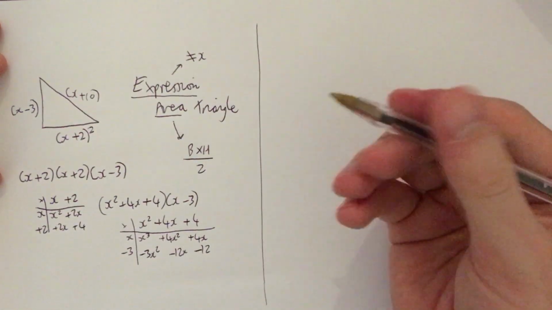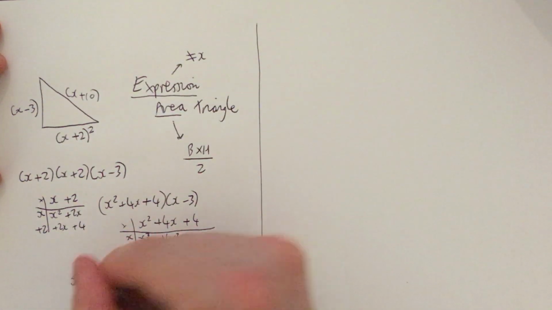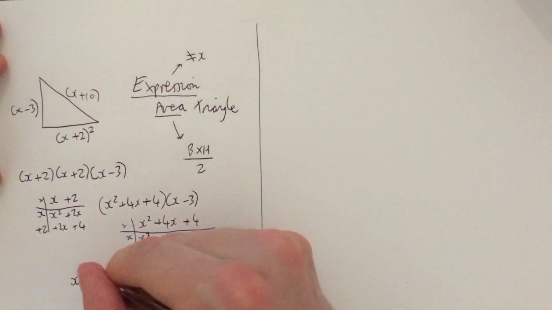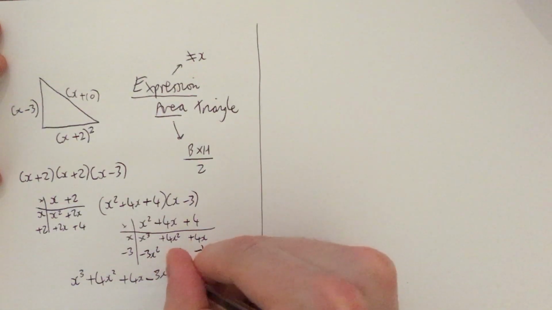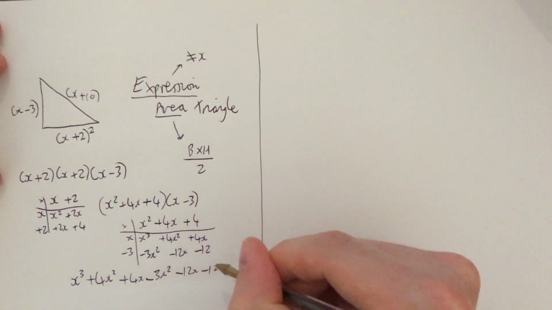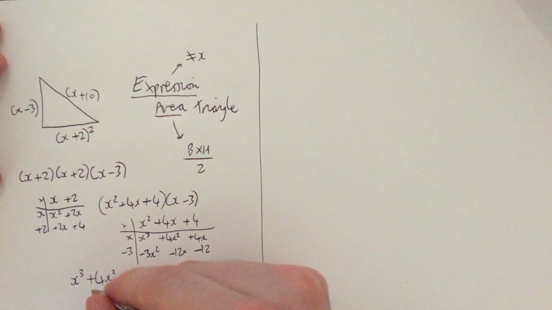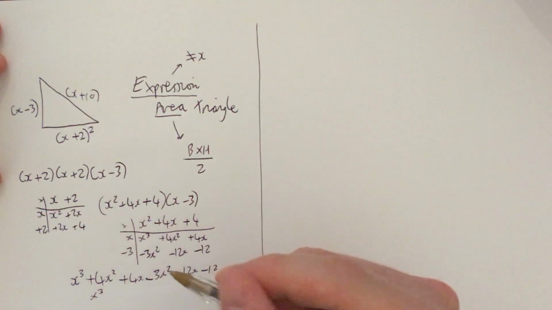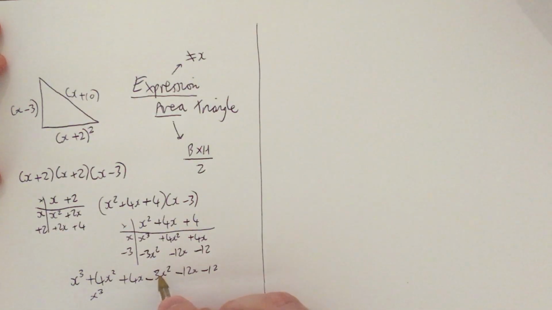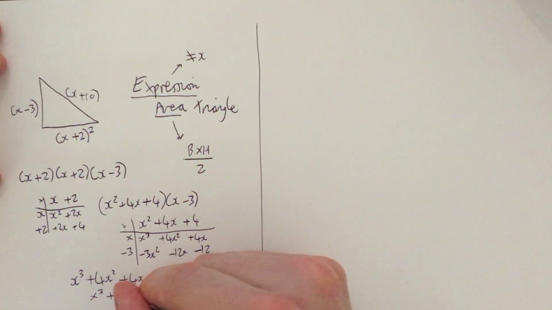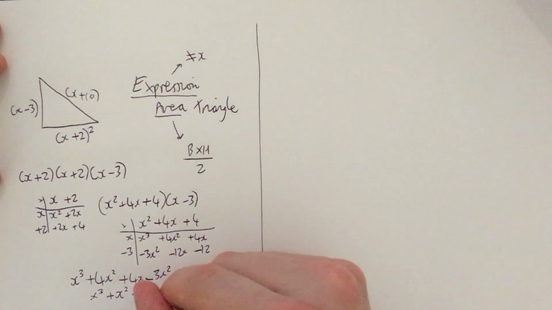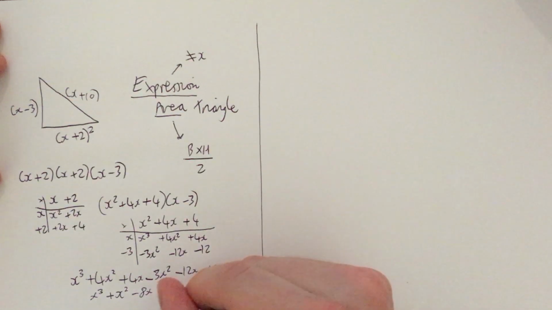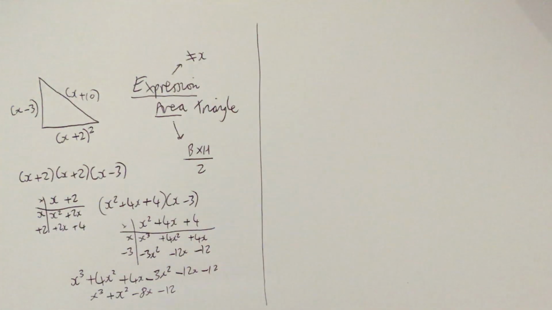And again, as a lot of you know, we need to simplify that as well. So x cubed plus 4x squared plus 4x minus 3x squared minus 12x minus 12. Hopefully I've got enough room in the video. X cubed by itself, x cubed here. 4x squared minus 3x squared is plus x squared. Positive 4x, take away 12x is negative 8x, and then minus 12 by itself.